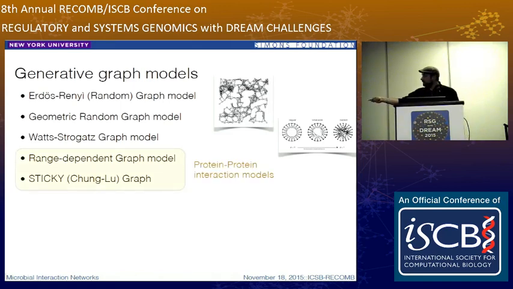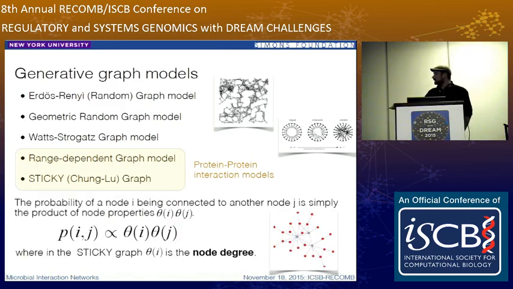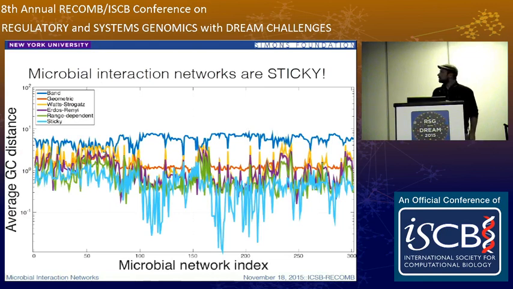Two particularly interesting simple graphs are range-dependent graphs and sticky graphs, as I said, which are the standard models now for protein-protein interactions. And sticky just means that if I, in my network, have many neighbors and there is another node having many neighbors, then the probability that we have a connection is the product of those. And microbial interaction networks are sticky.